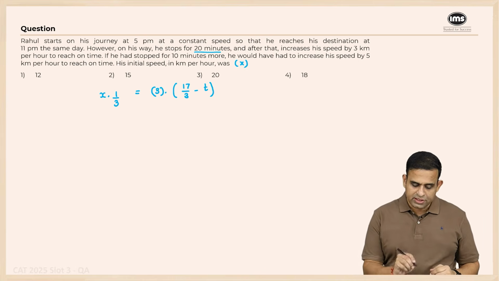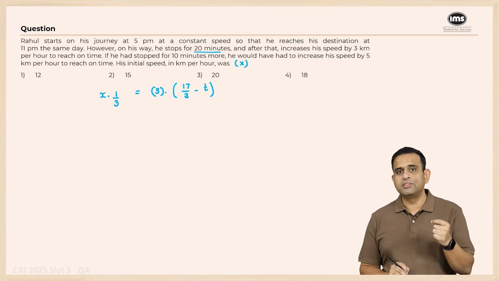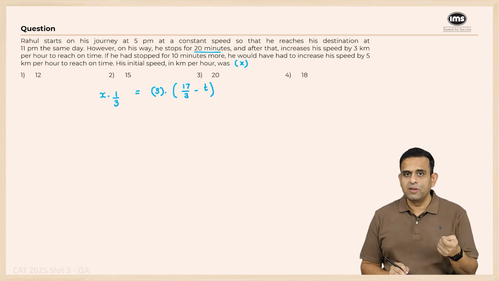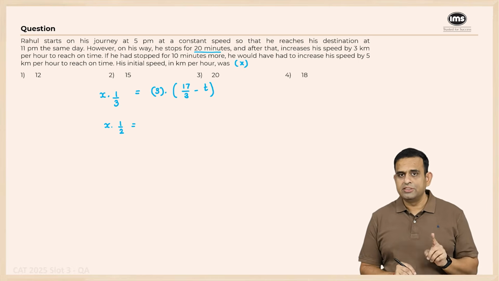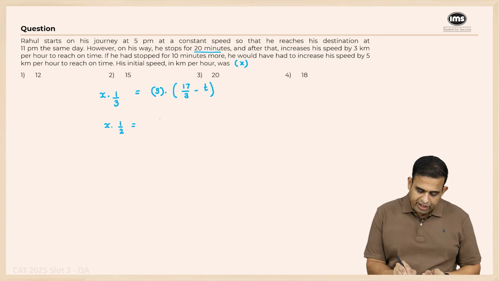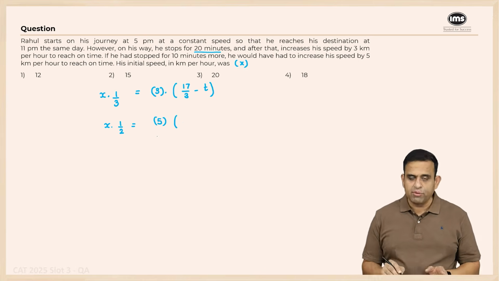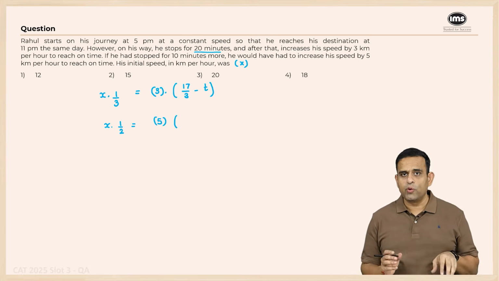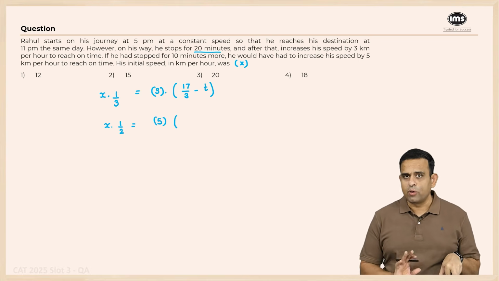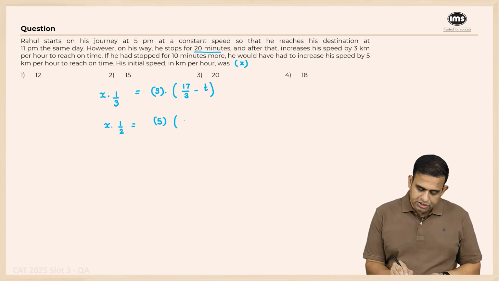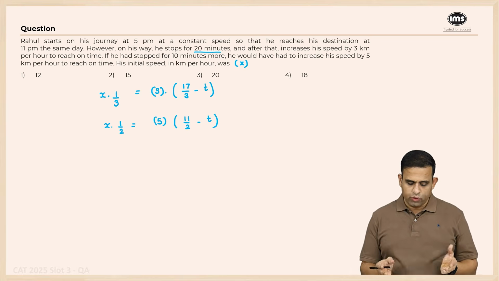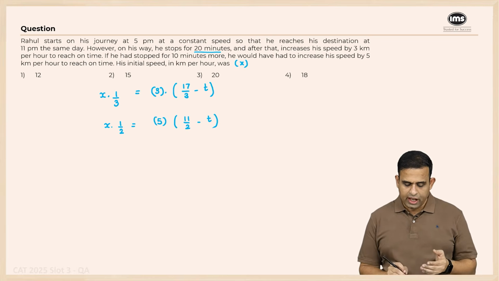In the third scenario, there was a break of a total of 30 minutes, an extra 10 minutes. So what distance could he have traveled with the normal speed? x into 30 minutes means x into 1 by 2. And to compensate for this, this time his increased speed was 5. And this time the total traveling time was 5.5 hours, out of which t was traveled at the normal speed x, and 5.5 minus t, so 11 by 2 minus t, was traveled at the increased speed.